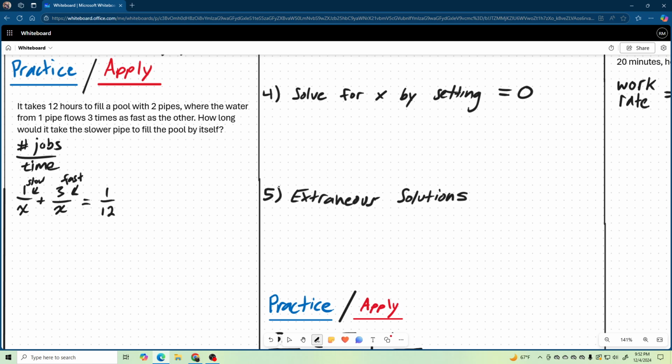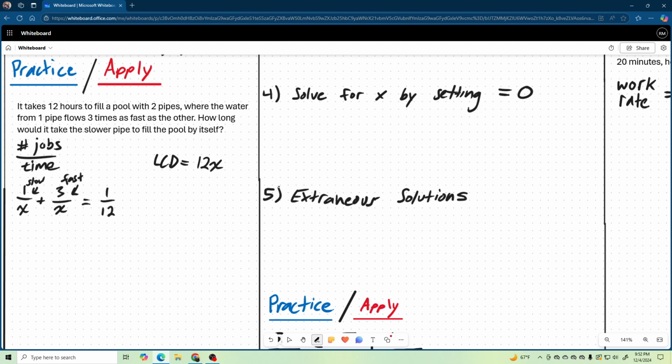The fast one can do 3 jobs in that same amount of time, and our combined 1 job is going to take 12 hours. So now let's find the LCD, just like we did before. Here I have a bunch of x's on the bottom, and here I have a 12. The only real LCD is to multiply these together, which does happen quite often with fractions. So our LCD is 12x.